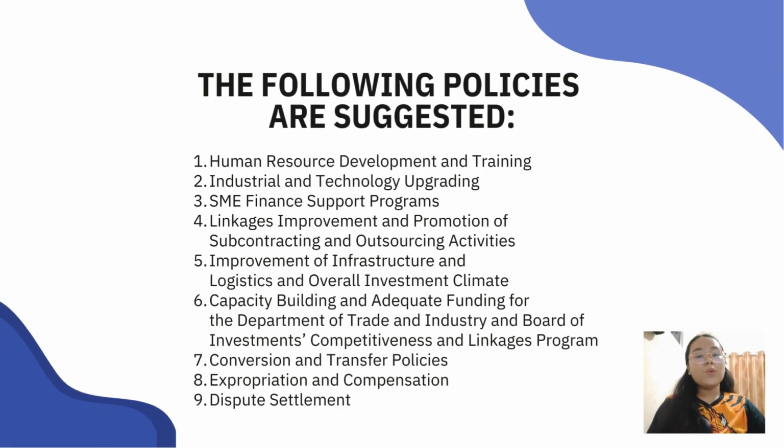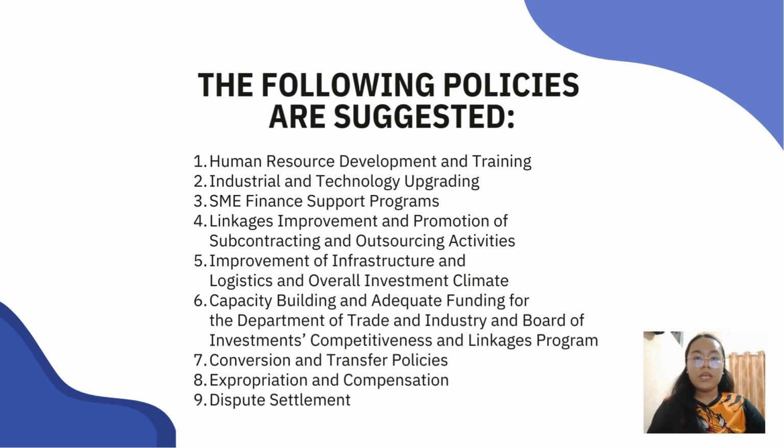So here are the following policy recommendations to deepen the firms' linkages within the economy and improve the competitiveness of domestic parts and suppliers. First policy recommendation is human resource development and training. Human resource development and training are essential to thrive in today's competitive business landscape. By implementing it, the government can raise the capabilities of firms and upgrade labor skills. It is important for the government and organizations to stay ahead and achieve long-term success.